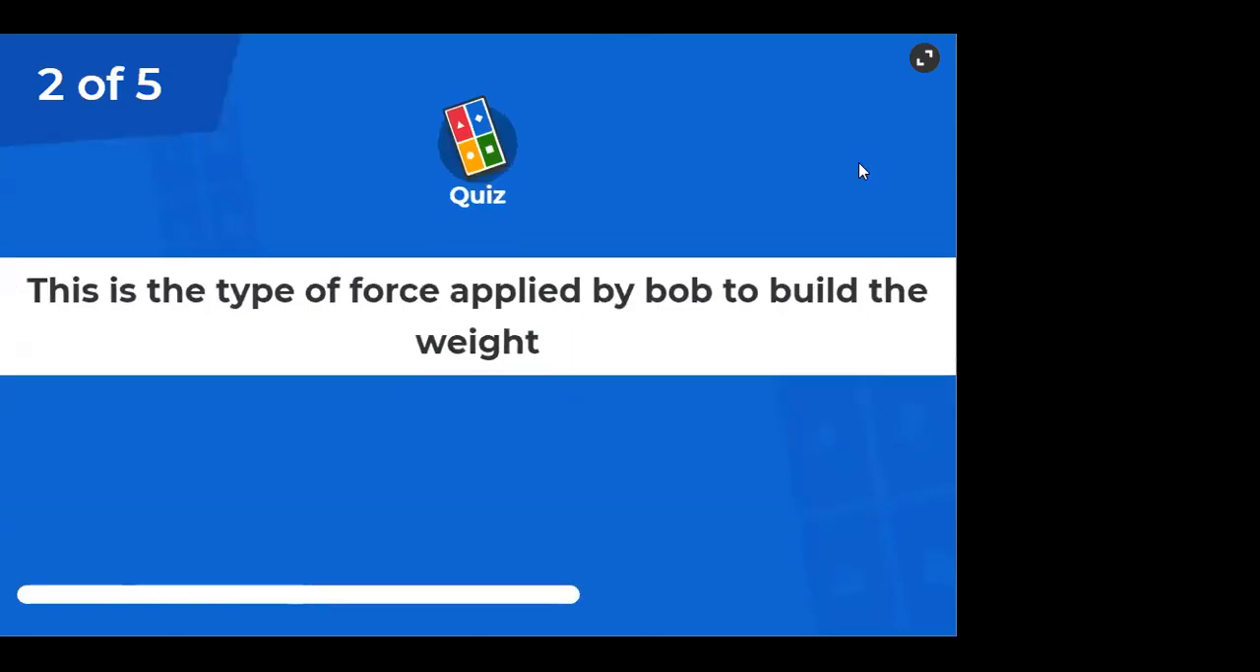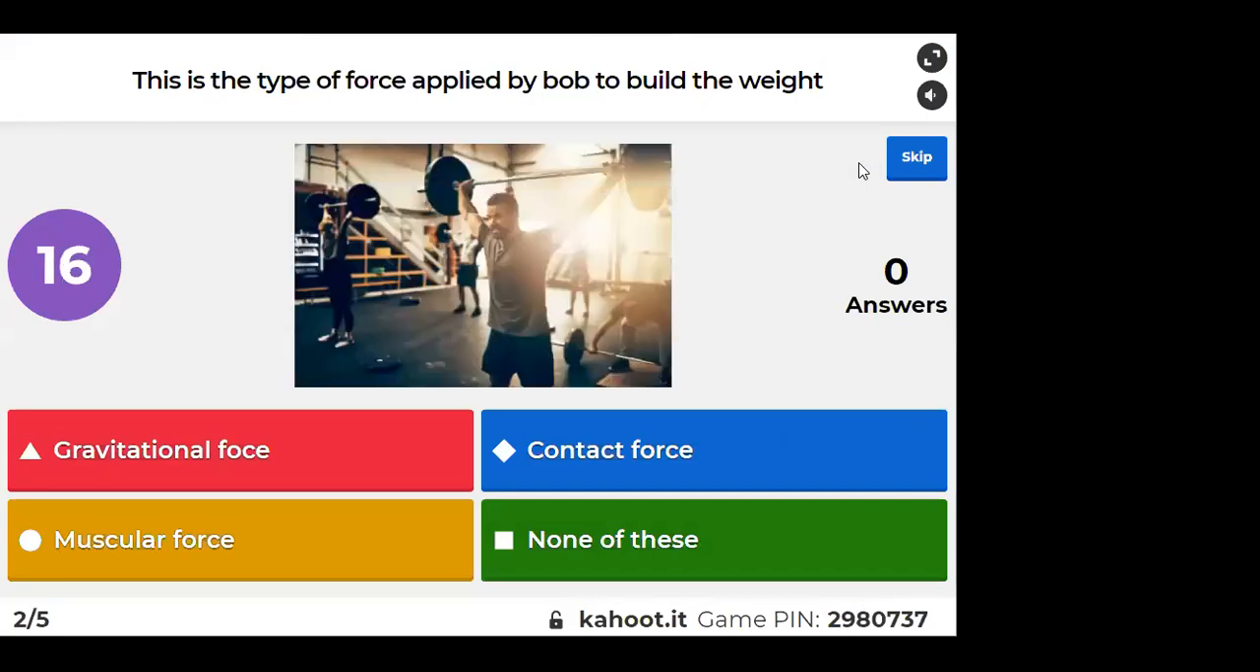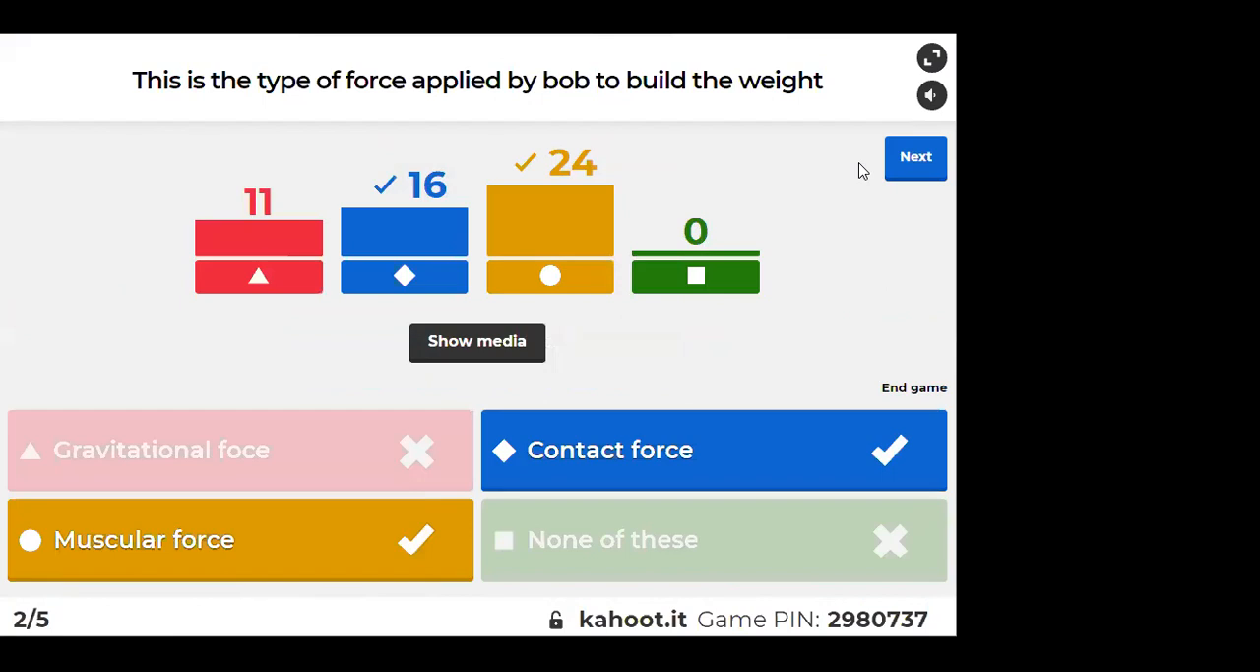This is multi-select. You have to select multiple answers. This is the type of force applied by Bob to lift the weight. Tell me. Yes, it is multiple, right? So it is contact force as well as muscular force, because muscular force is a contact force, yes or no?